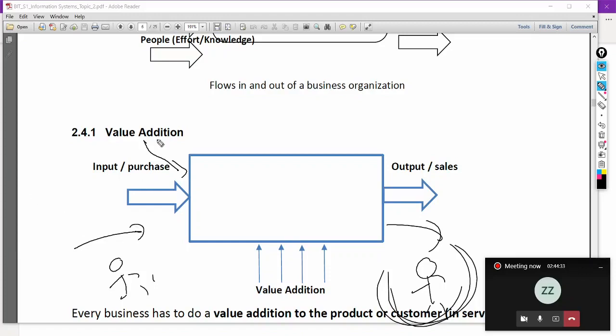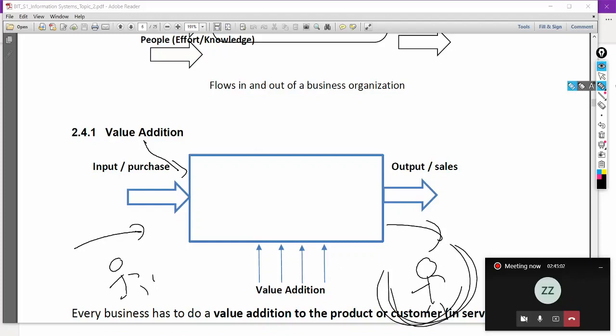So they don't feel like value is added. Or they feel like if I go to the other salon, there's a better value addition. So I am not going to this particular place again, and I am going to that particular place. So that is what is known as value addition. Every business has to do that value addition to the raw materials. When they are providing a service or whatever, only then are your customers going to come back to you.